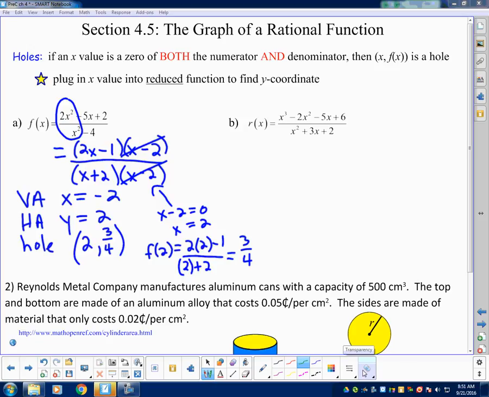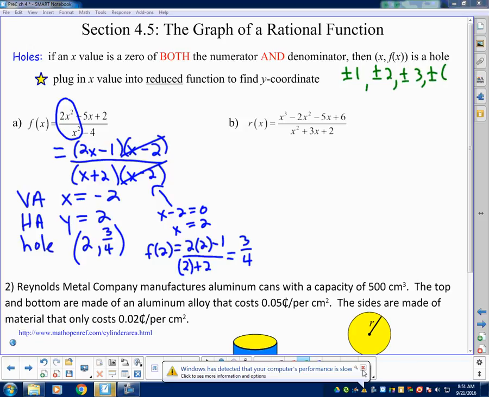All right, the next one we have a cubic on top, so we're going to have to use the techniques that we learned with the zeros stuff, right? Probably not complex zeros since I'm asking you to cancel and find holes. So what are the possibilities here for zeros? It's plus or minus 1, plus or minus 2, plus or minus 3, plus or minus 6. So please find a 0. Which one of those is a 0?